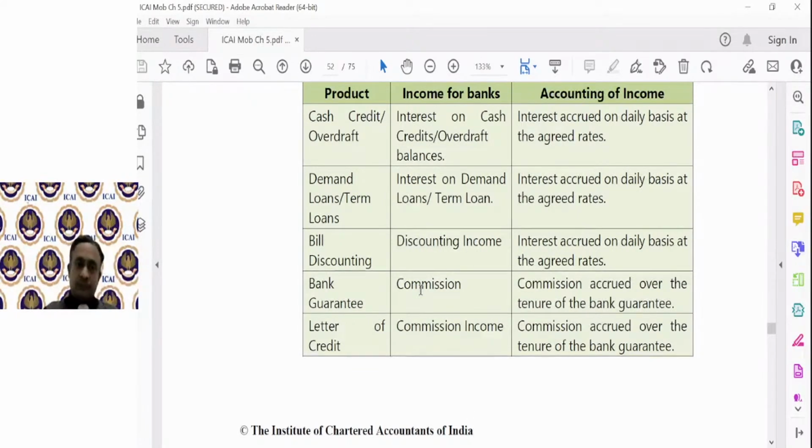Then, now what is the risk? For cash credit and overdraft, the income for the bank is interest, accrued on a daily basis. Then demand term loans, what is the income? Interest accrued on a daily basis. Bill discounting, discounting income, interest again accrued on a daily basis. Bank guarantee, commission, accrued over the tenor of the bank guarantee but debited upfront. Letter of credit, commission income debited upfront.